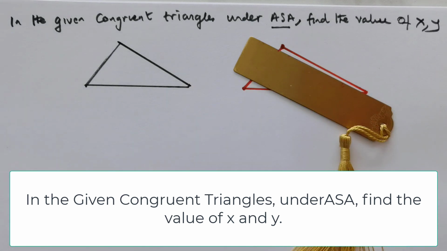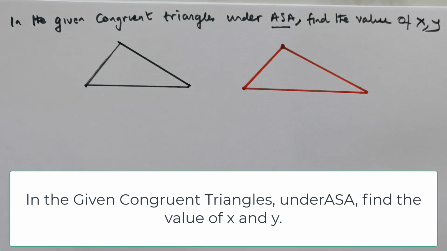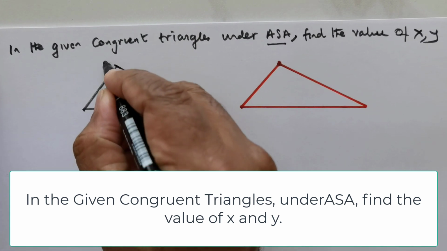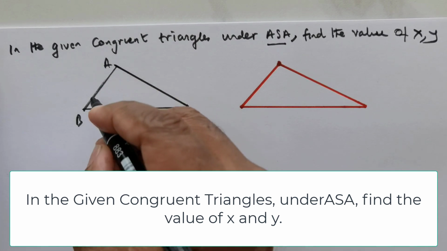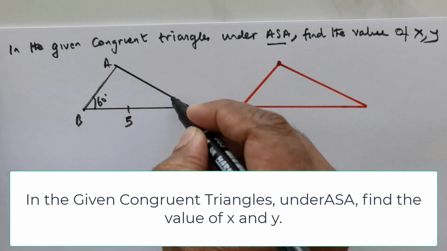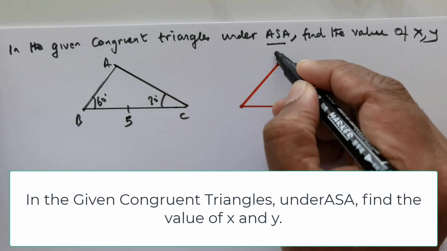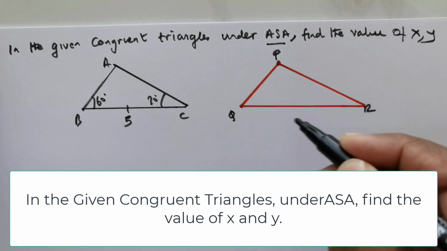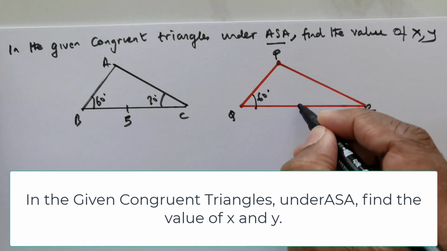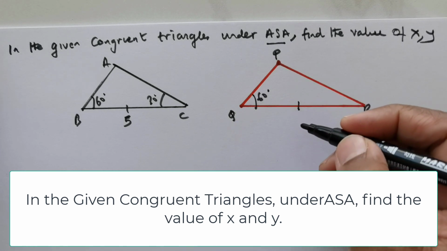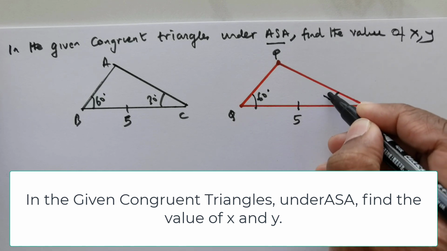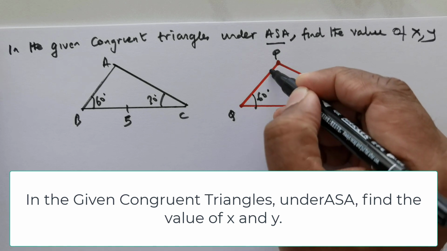Okay, all right. So we've been given two triangles, say ABC, where you've got 60 degrees, 5 centimeters, and 30 degrees, and PQR, where you've got 60 degrees and 5 centimeters, and we are expected to find the value of x and the value of y.